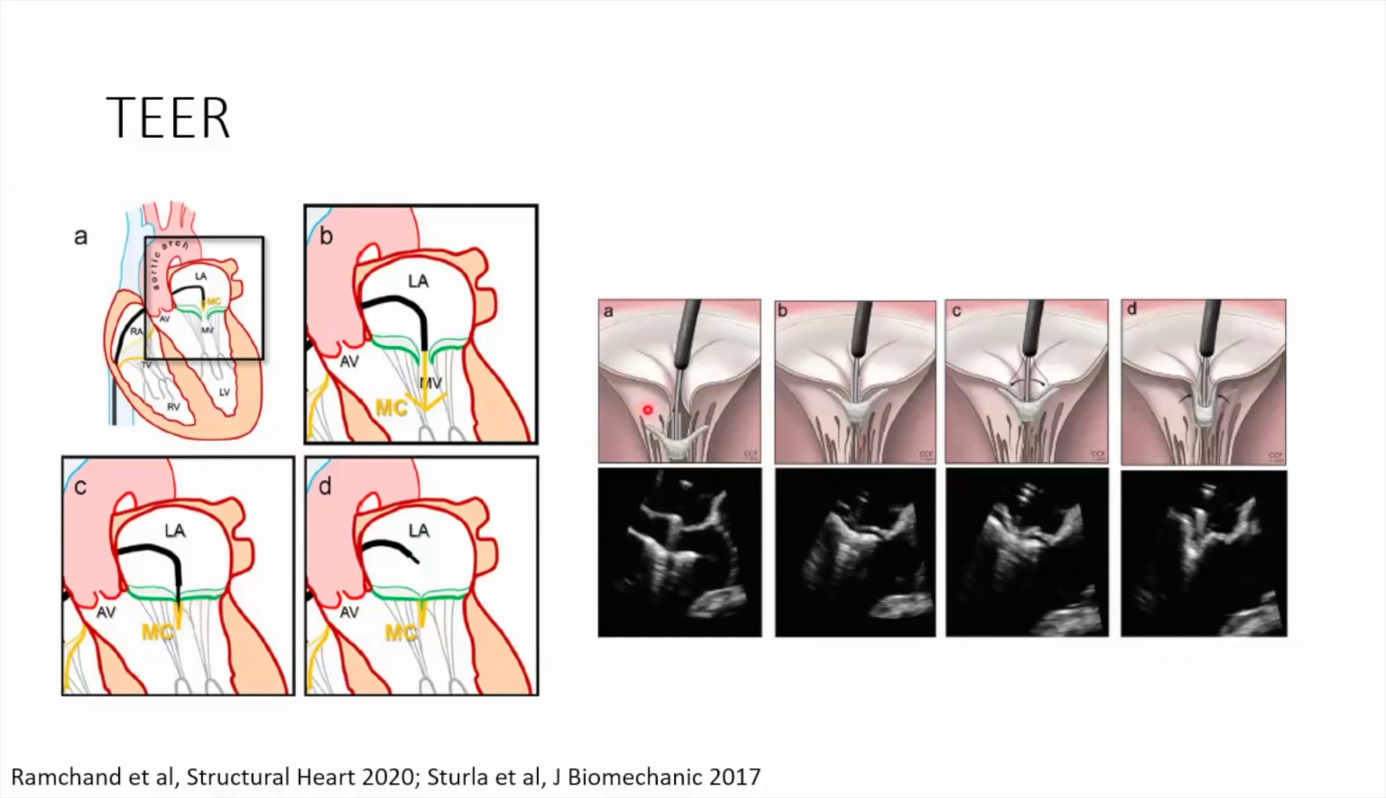And then what happens is better seen, I think, on the graphic on the right side, of how they actually do the grasping and the sequence of events. Basically, as you can see, the top is a cartoon representation. The bottom is intraprocedural TEE. And you can see as the TEER device, the clip arms, are first passed through the mitral valve, and then they're pulled up to the mitral valve.